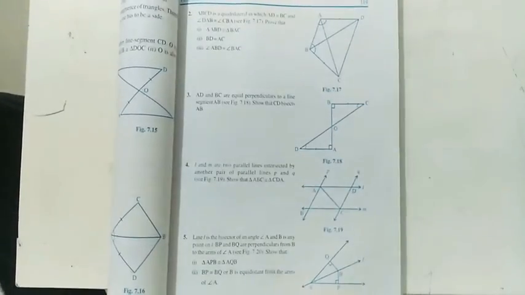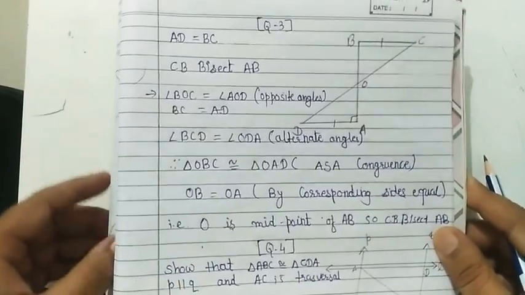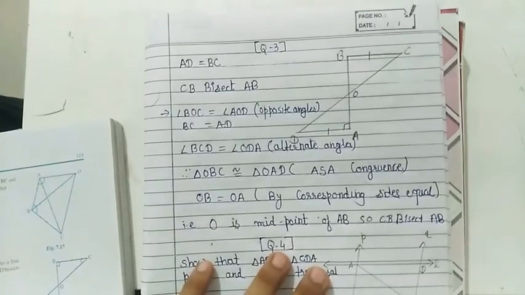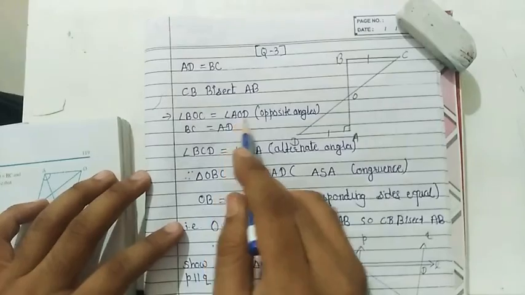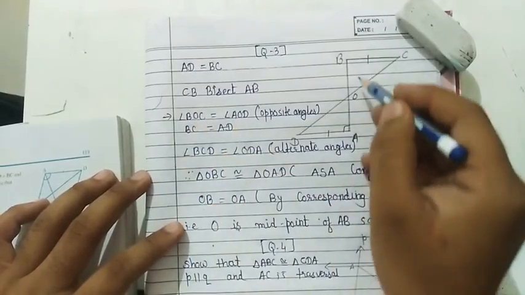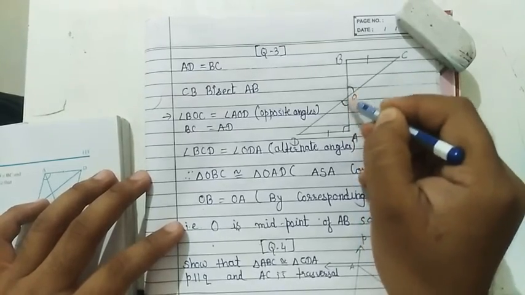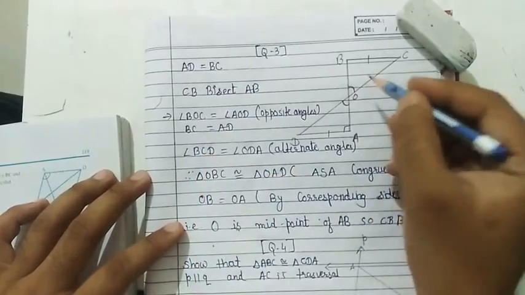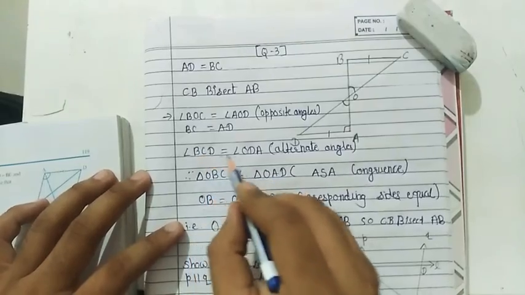Okay, so let me see how to solve this question in the notebook. So here I already solved this question. Here AD is equal to BC. First of all, AD and BC are same, that is given in the question. Okay, and now next one. CD bisects AB. So BOC and AOD are opposite angles. BOC and AOD, this and this both are opposite angles. So these both are same, right? BC is equal to AD. These angles are same. Now BCD and ODA.